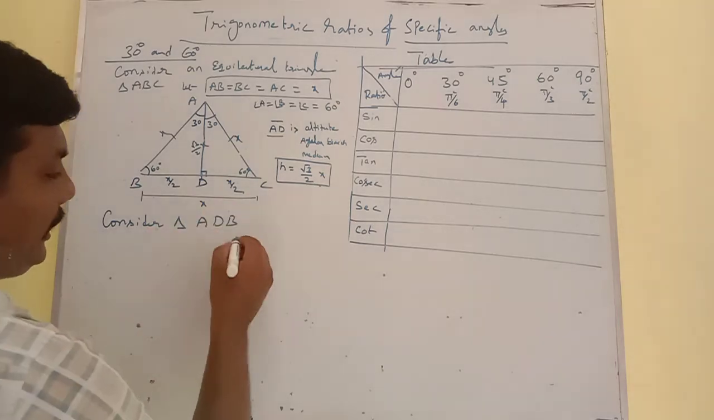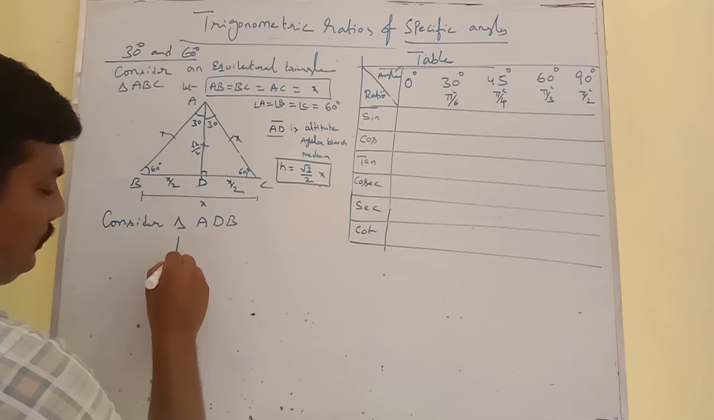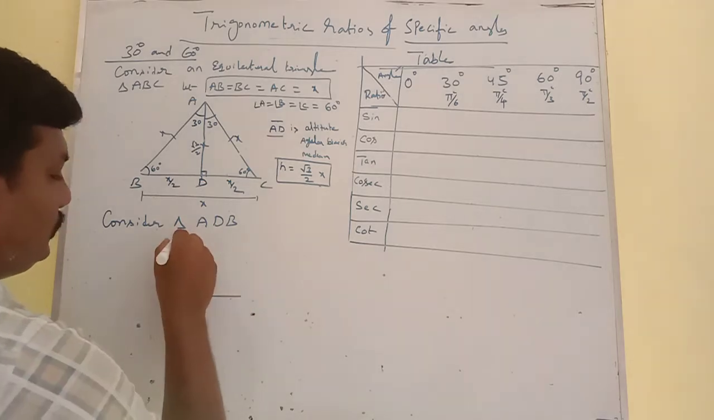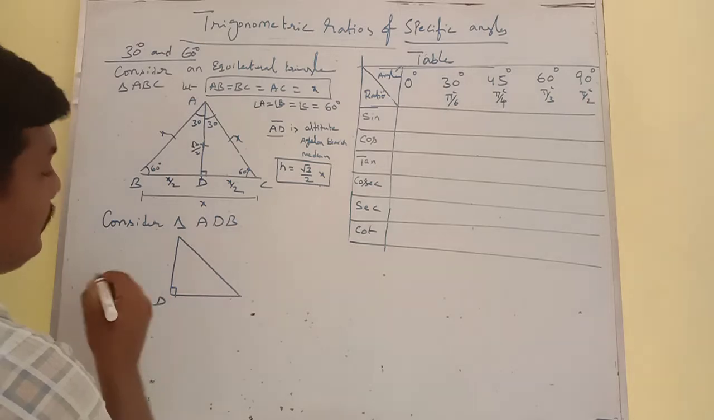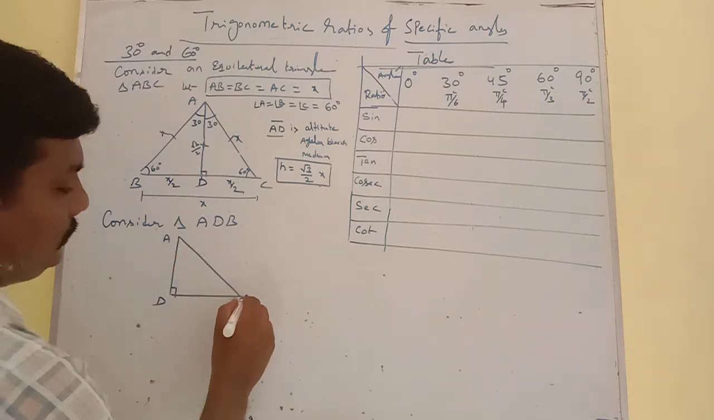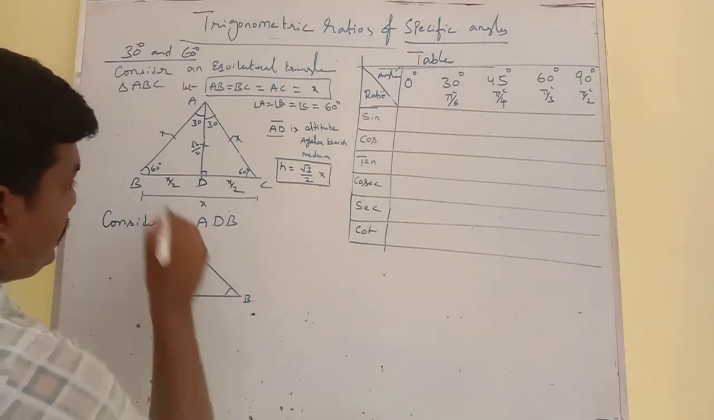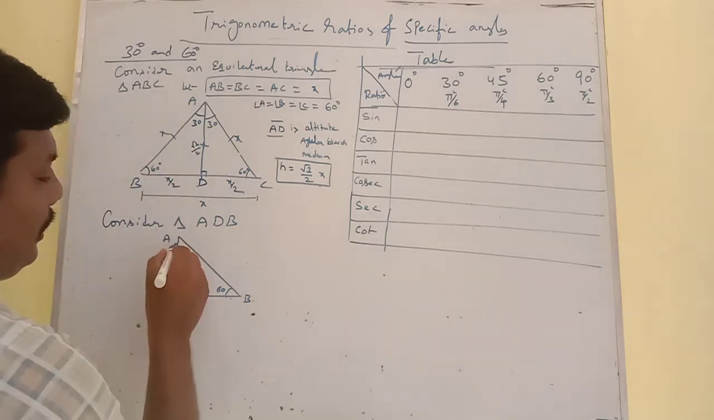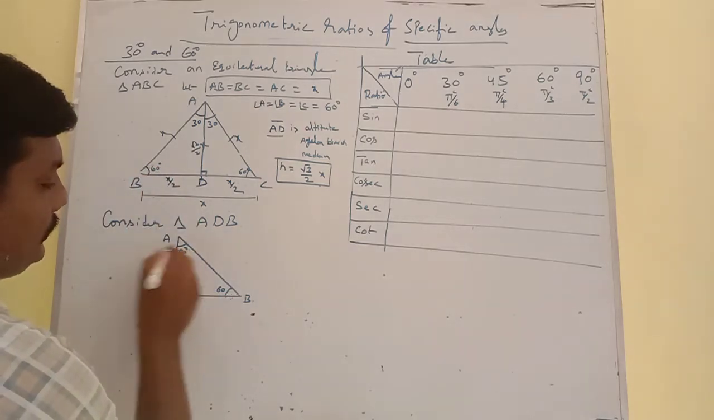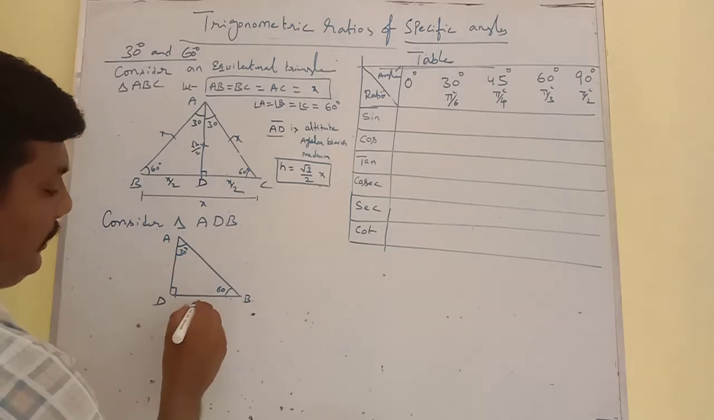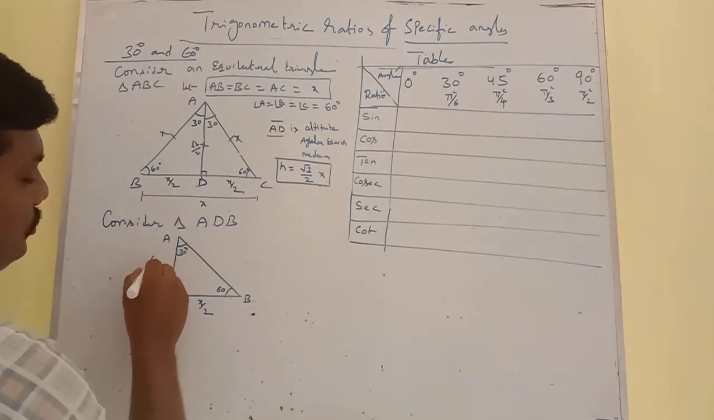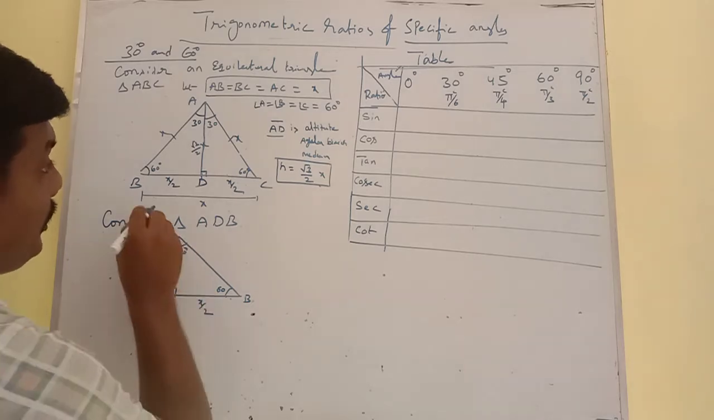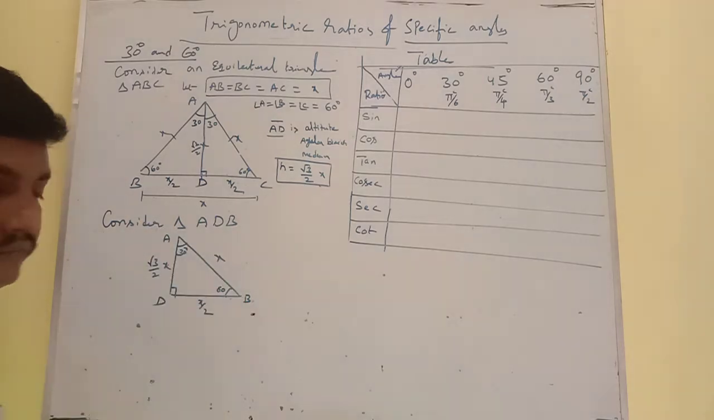So this is a right angle triangle. We have to consider a right angle triangle, right angled at D, with vertices A and B. If I take angle B equal to 60 degrees and angle A equal to 30 degrees, then BD length is x by 2, AD length is root 3 by 2 into x, and AB length is x.